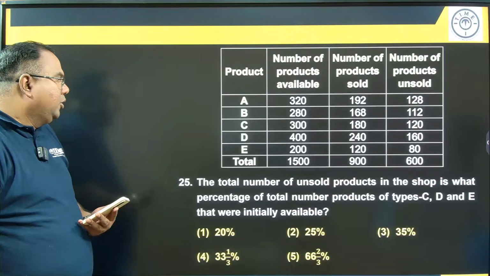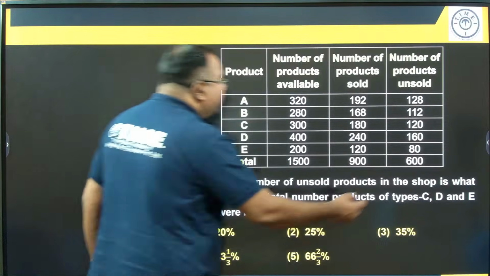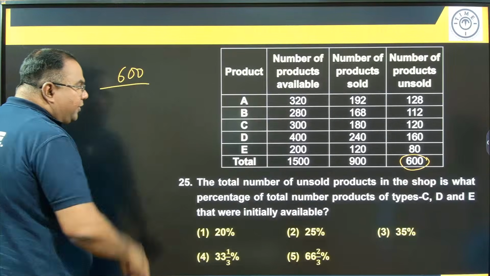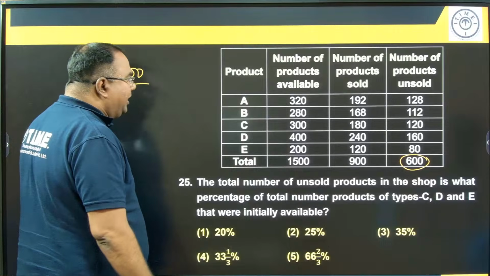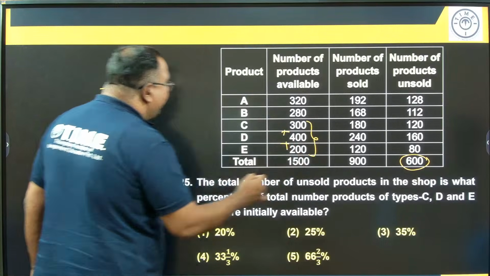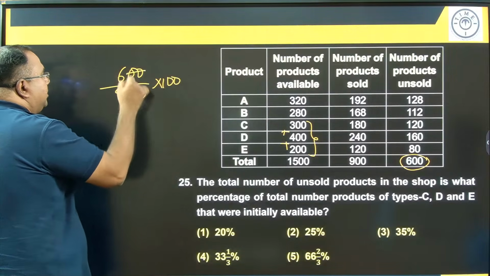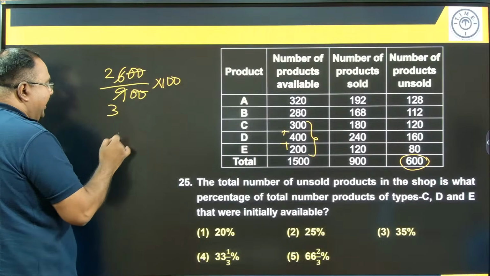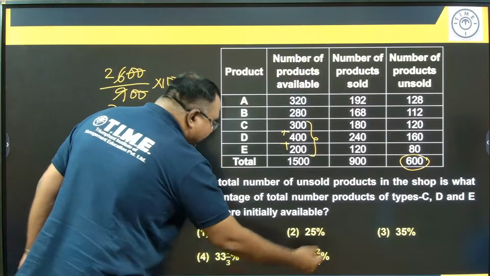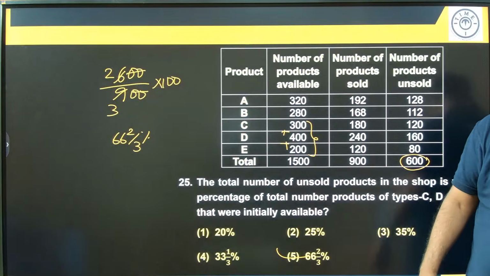Okay. Total number of unsold products in the shop. What is total number of unsold products in the shop? 600. Okay. This is what percentage of total number of CDE that were available initially. CDE that were available initially is 300, 400, 700 plus 200, 900. Simple calculation. 3 2s, 3 3s. 2 by 3 is 66, 2 by 3%. 66, 2 by 3% is present in choice 5.